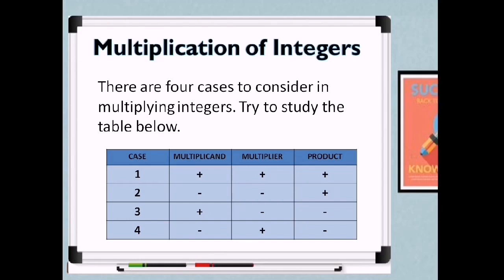For case 2, kapag parehas na negative yung multiplicand and multiplier, the sign of the product is positive. Case 3, if the multiplicand is positive and the multiplier is negative, the sign is negative. And fourth case, if the multiplicand is negative and the multiplier is positive, the product is negative. So the signs in multiplication and division of integers are very important.